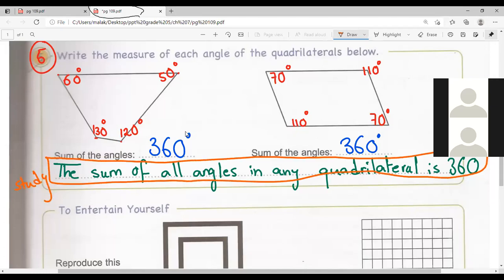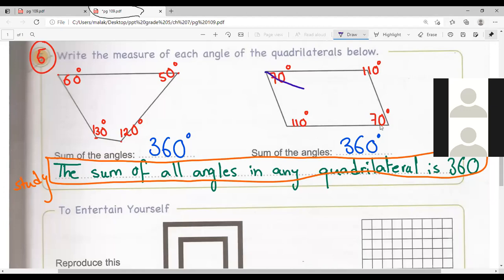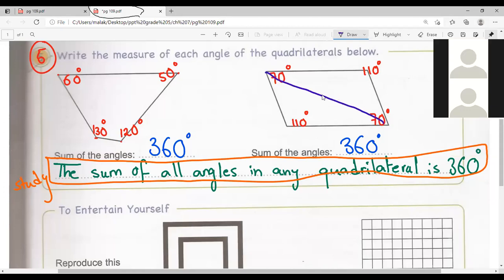Teacher, if we draw a line in this quadrilateral, we can divide the quadrilateral into two triangles. Did you see? This is the first triangle. This is the second one.